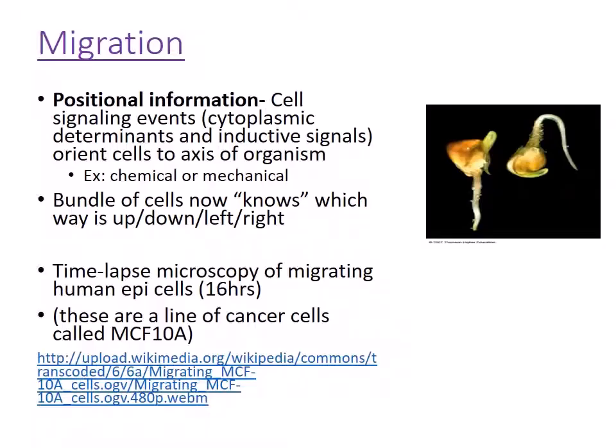If we talk about migration, then I feel like people know migration when you think about birds migrating or maybe monarch butterflies migrating, but cells can migrate as well. So there's different signaling events, again, like cytoplasmic determinants and inductive signals that orient cells to an axis on an organism. These can also be chemical or mechanical signals, and the bundle of cells now knows which way is up and which way is down and which way is left and which way is right. This is pretty important. If you're thinking about a plant, the shoots and leaves need to be above the ground and the roots need to be below the ground.